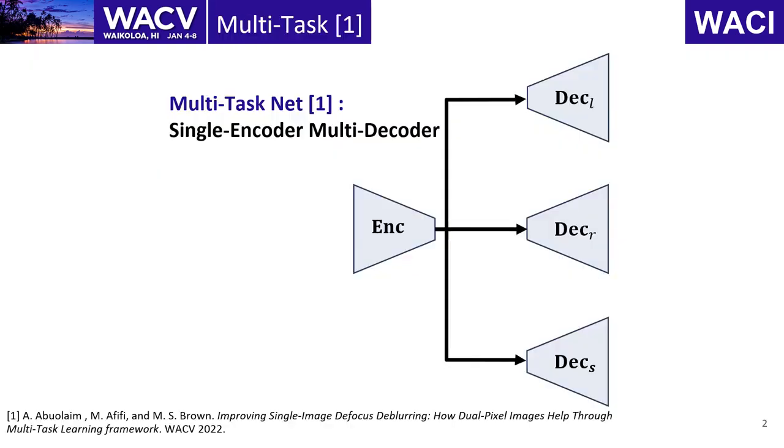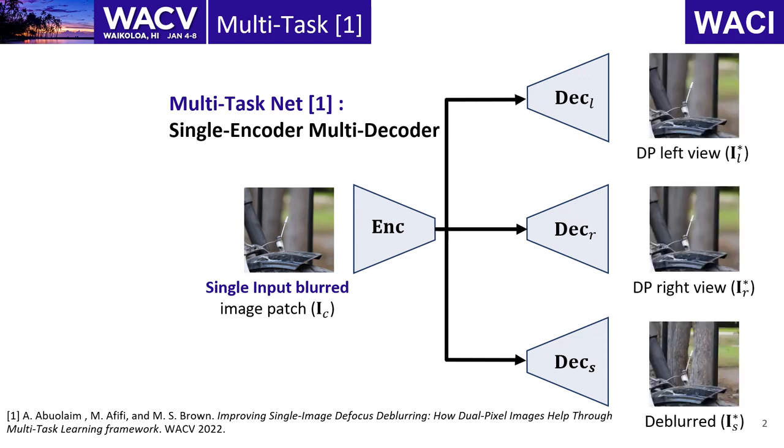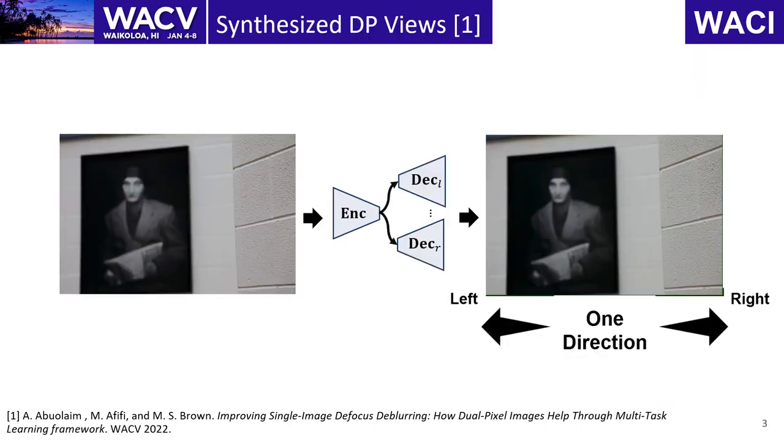In recent work we have published in WACV 2022, we propose a multitask network that has a single encoder and multiple decoders. This network is a single input model that takes the blurry image and estimates the two dual pixel views and the corresponding sharp image in a multitask framework and through three decoder branches as shown here. For that work, we trained the multitask network using 1D focus disparity direction, so the predicted views are always left and right dual pixel views.